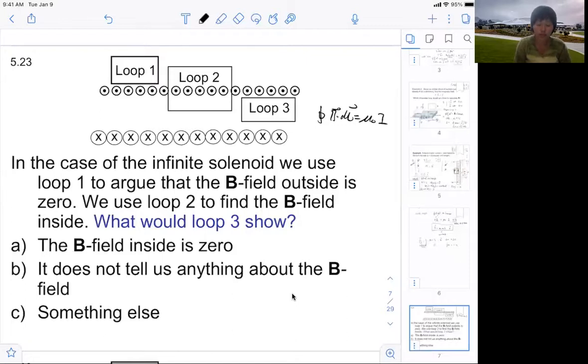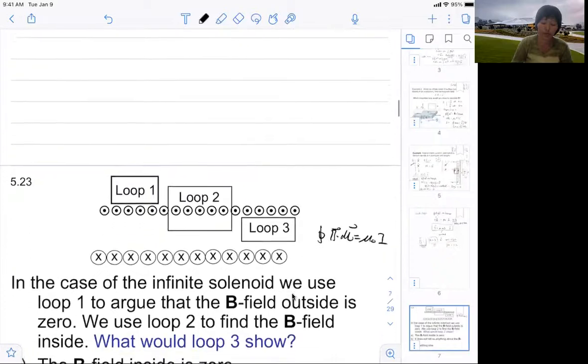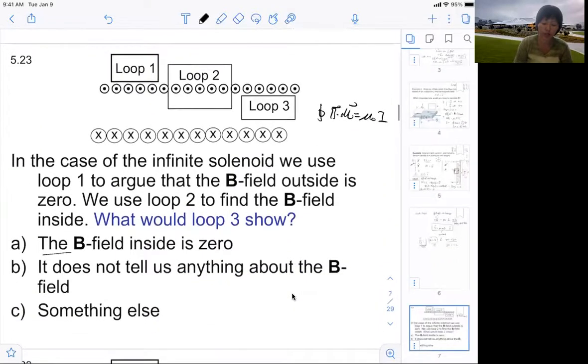So is it possible we get that the B field inside is 0? We just calculated what B would be for a solenoid. What is B inside a solenoid? It's a non-zero number. So if you draw a different loop, do you think you would get the conclusion that B inside is 0?